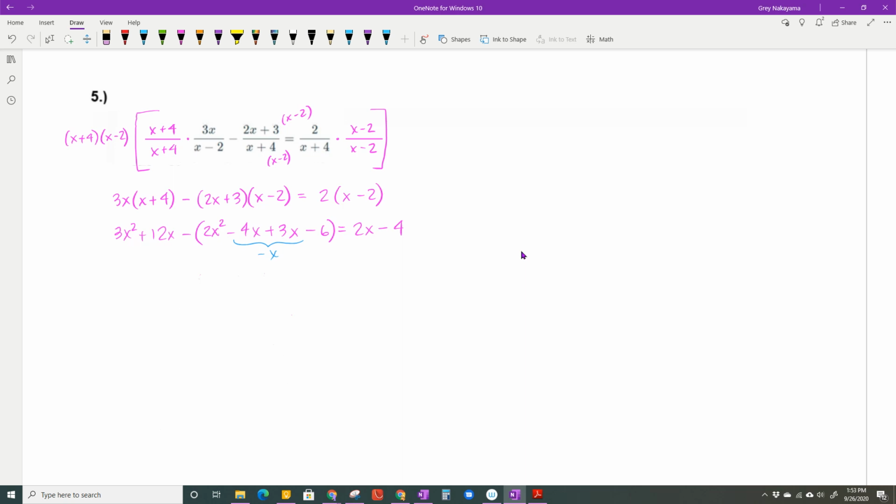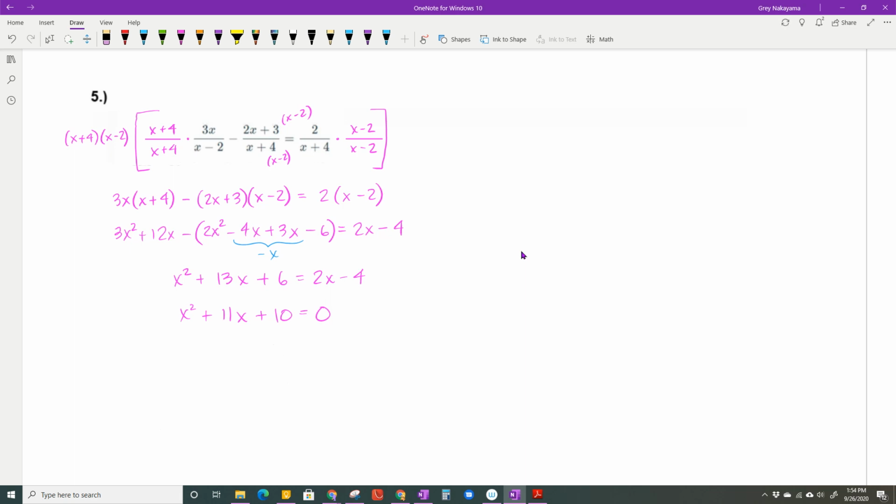So when you combine those, you get minus x. So when I simplify the left side, I'm going to have 3x squared minus 2x squared, and that of course gives me x squared. Then I'm going to have 12x minus a negative x, and that's 13x. And then I have minus a negative 6, which is plus 6 equals the right side. And again, I have a quadratic. I need to set it all equal to 0. So I'm going to have x squared. 13x minus 2x is 11x. And 6 plus 4 is 10, equal to 0.